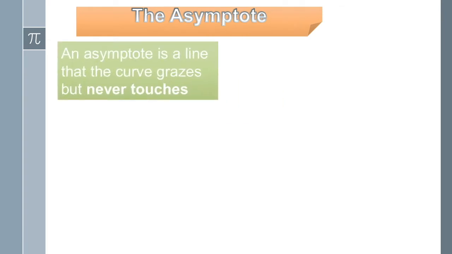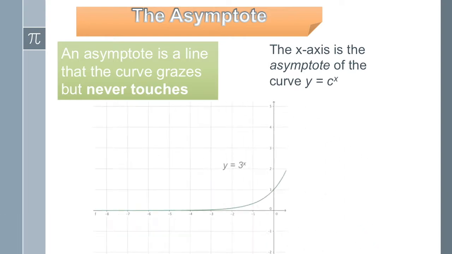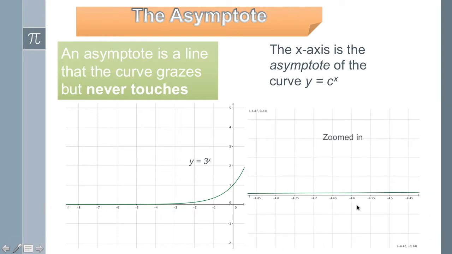An asymptote is a line that a curve grazes but never touches. In this case, in our exponential function, the x-axis is the asymptote of the curve y is equal to c to the x. So here is our function, and it looks like it's touching the x-axis, right? But I'm telling you that if you zoom into it, it should never actually be on the x-axis. There's always a tiny space between the x-axis and our function.